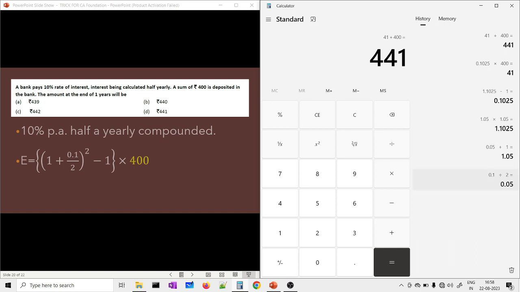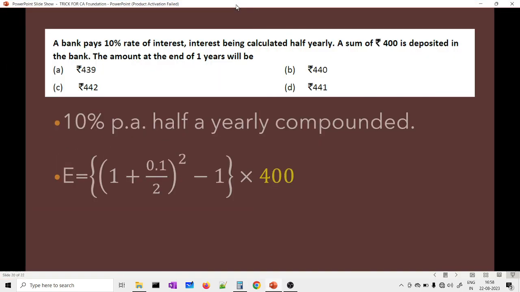Right? Just see the calculation over here. 0.1 divided by 2. Then add 1. Then square. Then minus 1. Multiply by 400 to get the interest. Since we wanted the amount, we added the principal. Right? Very simple question. With practice, you can do this question even in less than 30 seconds.